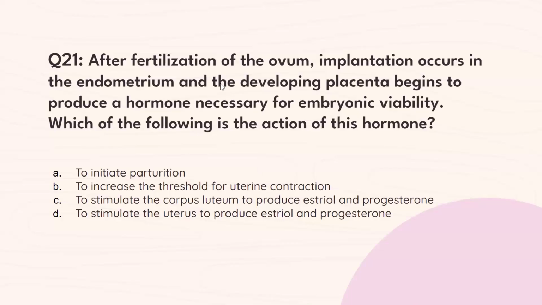After fertilization of the ovum, implantation occurs in the endometrium, and the developing placenta begins to produce a hormone necessary for embryonic viability. Which of the following is the action of this hormone? We've talked about this before in one of the earlier questions.